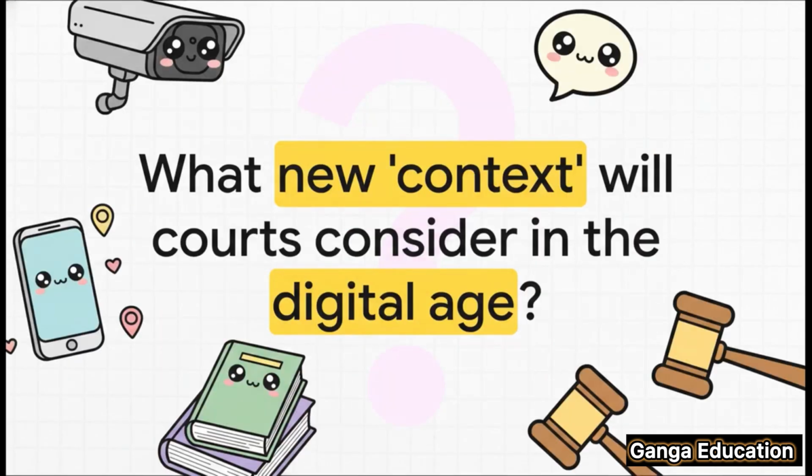You know, this law was written way back in 1872, but it is more relevant today than ever. And that leaves us with a final, really interesting question to think about in our digital age. With the explosion of CCTV footage, location data, and social media trails, what are the new, complex forms of context that our courts are going to have to grapple with under Section 7 in the years ahead?